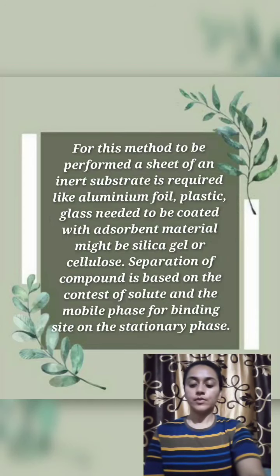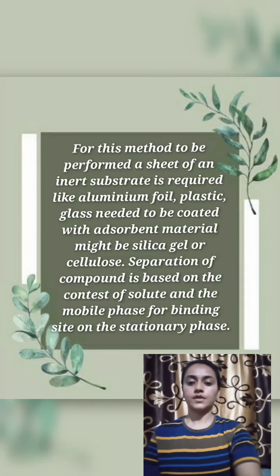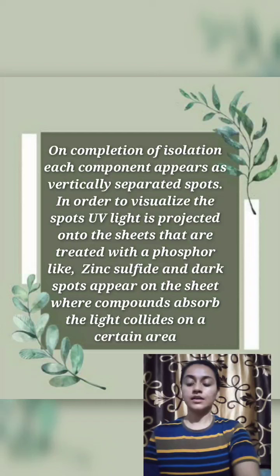For this method to be performed, a sheet of an inert substrate is required, like aluminum foil, glass, or plastic, needed to be coated with an adsorbent material, might be silica gel or cellulose. Separation of compounds is based on the contrast of solute and mobile phase binding to the site on the stationary phase. On completion of isolation, each component appears as vertically separated spots.